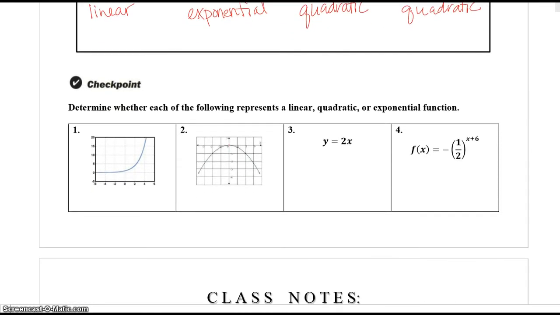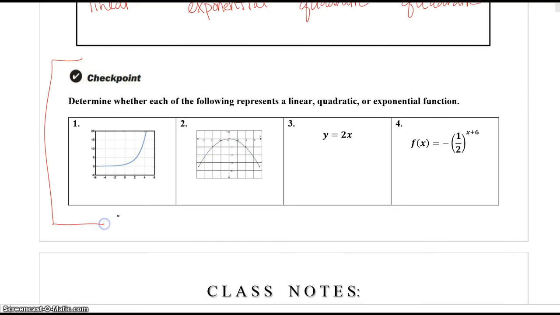Okay, we would like for you to try some on your own, so you are responsible for checkpoints 1, 2, 3, and 4.